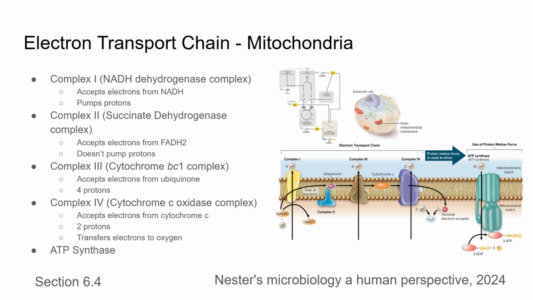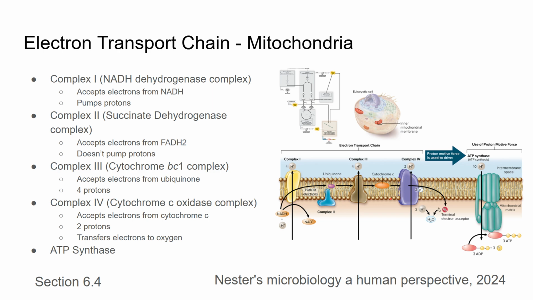So now we'll talk about complex 3. In this, we're going to have the electrons travel from the ubiquinone in through complex 3 and eventually be transferred to cytochrome C. When this happens, 4 protons are going to be pumped across the membrane into the intermembrane space. Note that NADH will move a total of 8 protons across, whereas if we start at complex 2 with FADH2, we're only moving the 4 right here, plus 2 more later on.